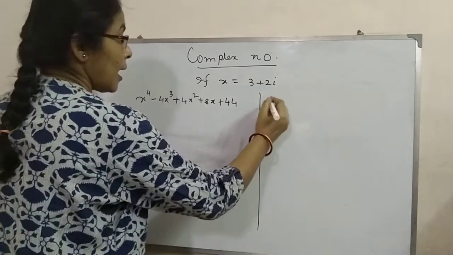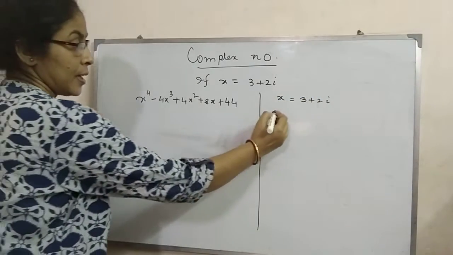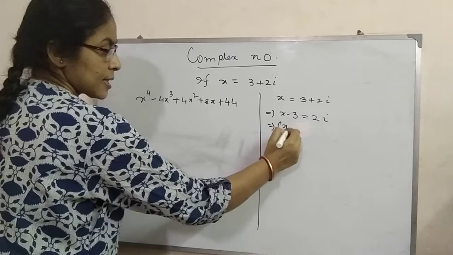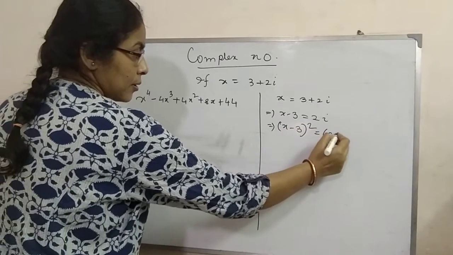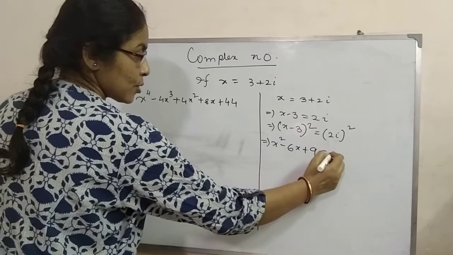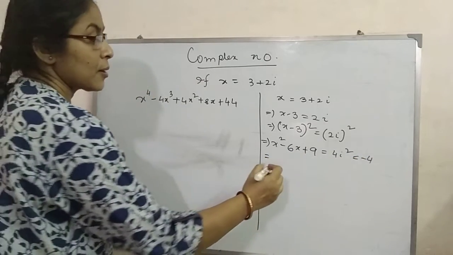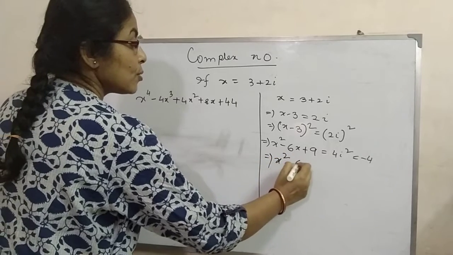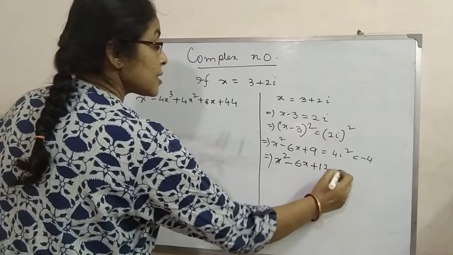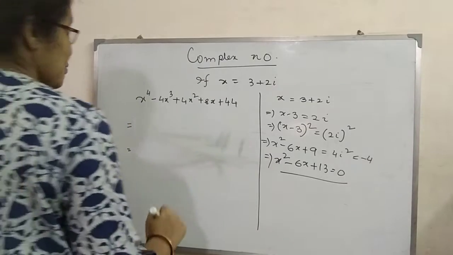Okay, I have x equal to 3 plus 2i. So x minus 3 is equal to 2i. Squaring on both sides, we have x square minus 6x plus 9 equal to 4i square, which is equal to minus 4, since i square equals minus 1. So I will get x square minus 6x plus 9 plus 4, that is 13, equal to 0. I express this in this form.